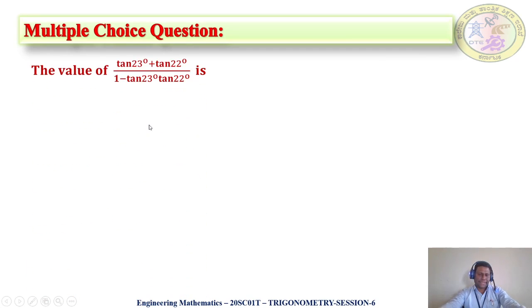So these are some multiple assignment questions that we have provided here. They are very simple things. Now we are discussing some multiple choice questions here.